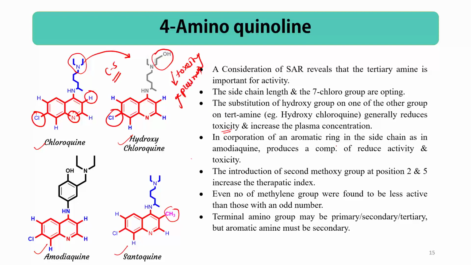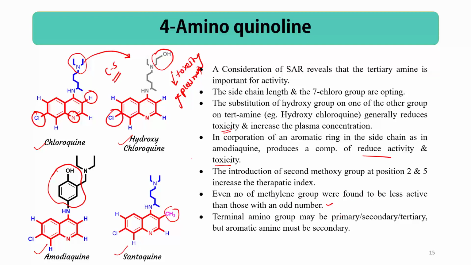Another point: incorporation of an aromatic ring in the side chain, as in amodiaquine, produces a compound with reduced activity and toxicity. So if we introduce a benzene group, an aromatic ring in place of that chain or branch chain, we reduce the activity as well as the toxicity. The introduction of a second methoxy group at position 2 and 5 increases the therapeutic index. An even number of methylene groups was found to be less active than an odd number.